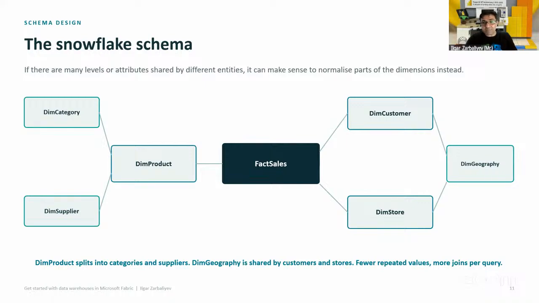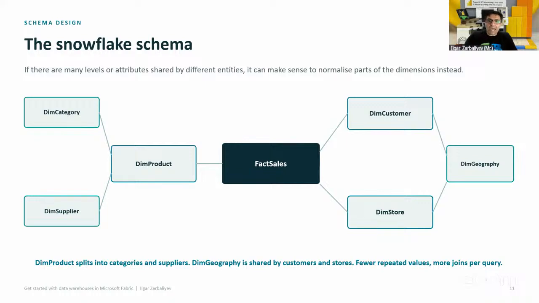Rather than repeating the same city, country, and region columns in two separate dimensions, you hold them once. Draw the lines here and it no longer looks like a star. It branches out, which is where the snowflake name comes from. So, when do you choose this? The honest answer is less often than you might think.